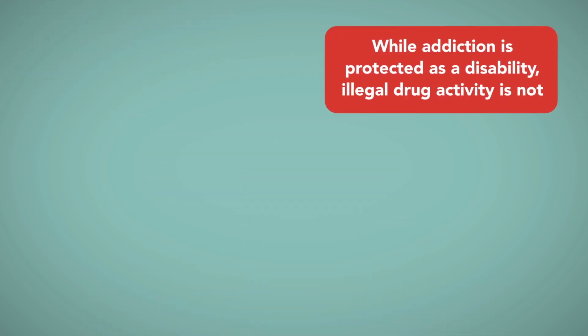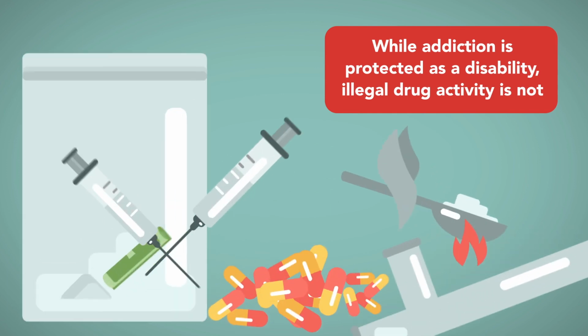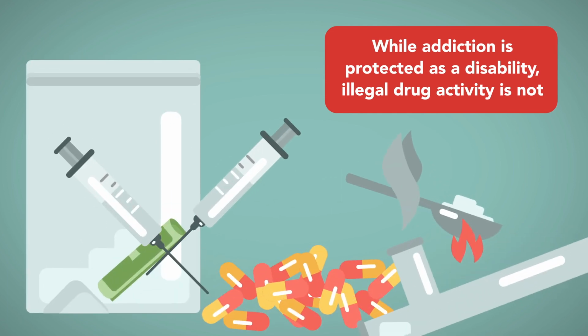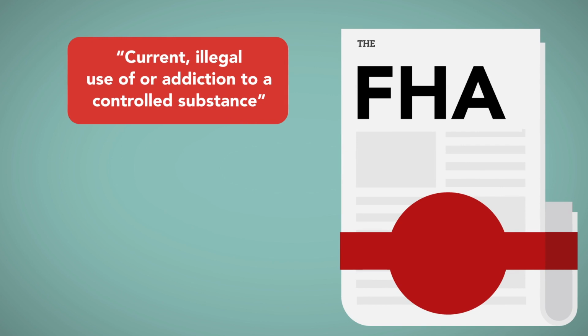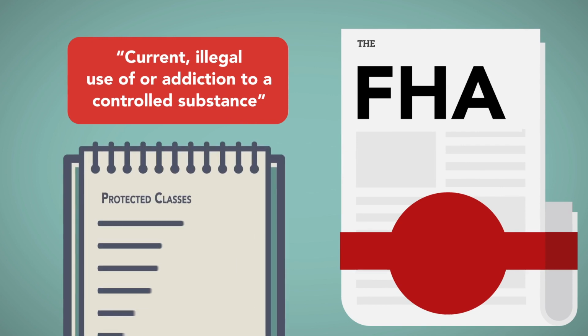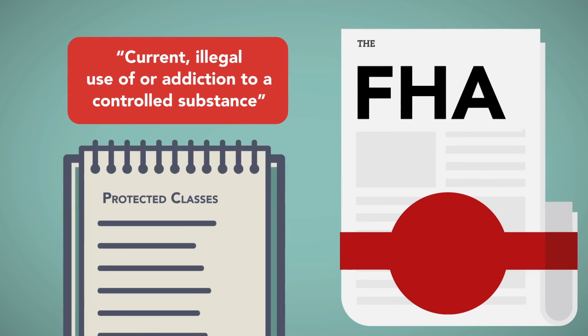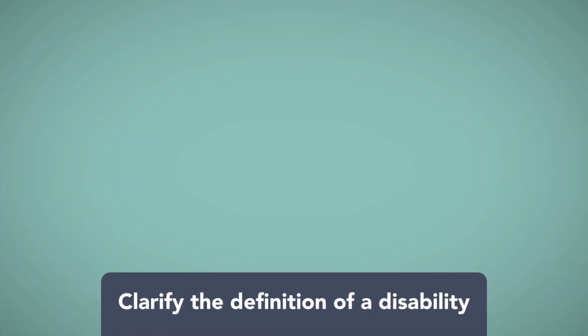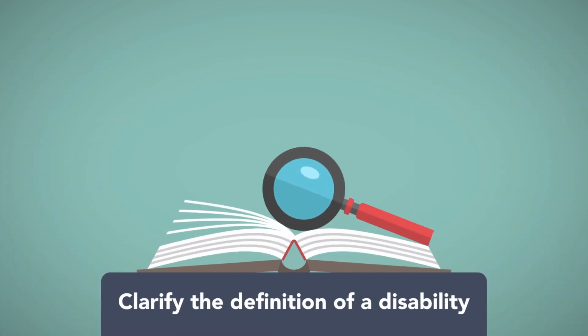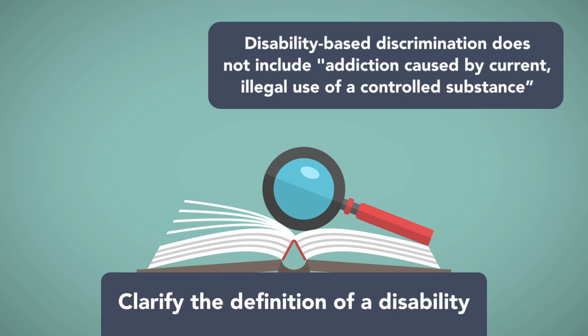However, while addiction is protected as a disability, illegal drug activity is not. The FHA excludes certain illegal use of or addiction to a controlled substance from its list of protected classes. Other federal regulations also clarify the definition of a disability, stating that disability-based discrimination does not include addiction caused by current, illegal use of a controlled substance.